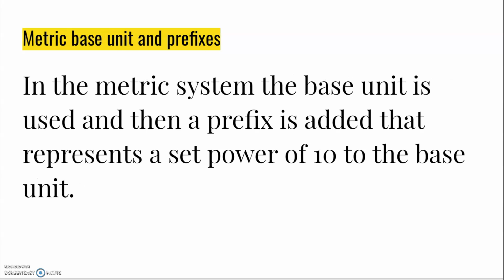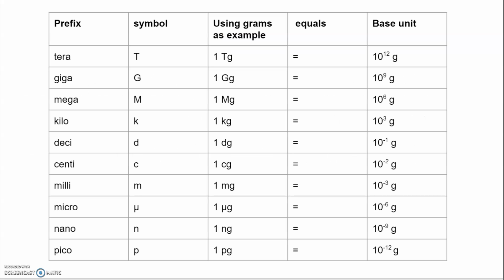The metric system is a little bit easier because it has just one base unit, and then you put a prefix in front of that base unit to represent the other units. So here are the base units and prefixes that you need to know for this class. Go ahead and write this down or copy it from your textbook. It's also in the textbook.